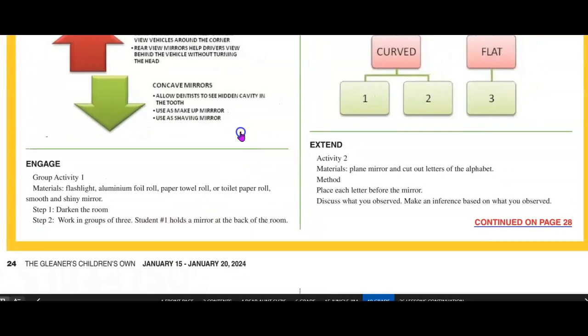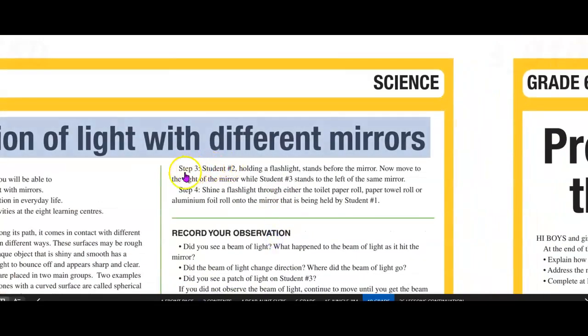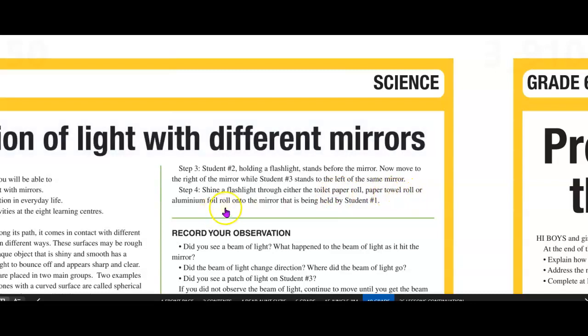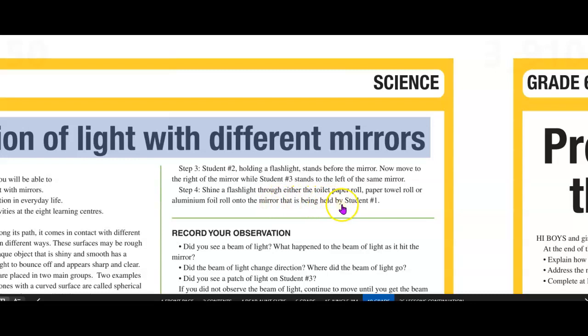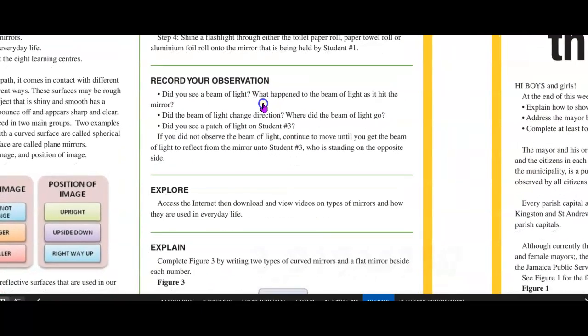Now, student 1 holds a mirror at the back of the room. Then, step 3, student 2 holding a flashlight stands before the mirror. Now, move to the right of the mirror while student 3 stands to the left of the same mirror. Shine the flashlight, step 4, through either the toilet paper roll or paper towel roll or aluminum foil roll onto the mirror being held by student 1. Now, record your observations. As scientists, we need to keep a good record.